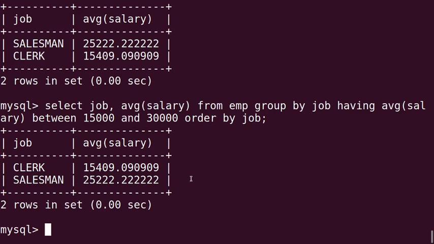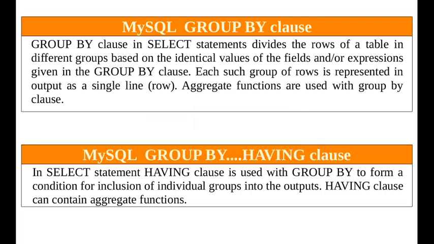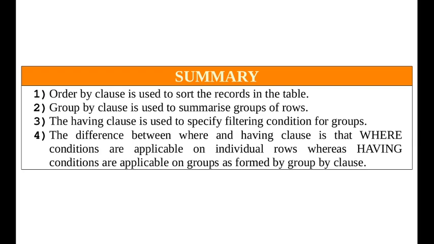Hope it is clear. Let's go back to the presentation. In the summary, we can say order by clause is used to sort the records in the table. Group by clause is used to summarize groups of rows. The having clause is used to specify filtering condition for groups. The difference between where and having clause is that where conditions are applicable on individual rows, whereas having conditions are applicable on groups as formed by group by clause.